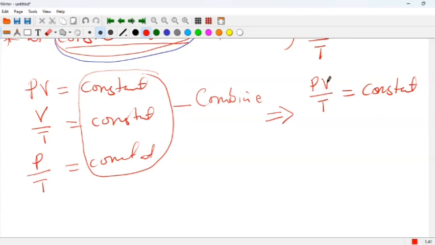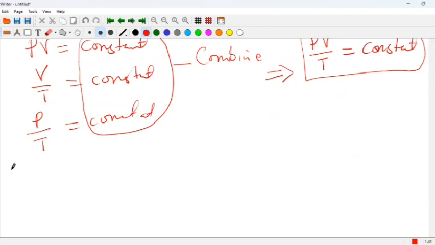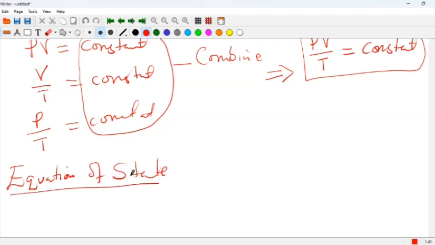And we now call the equation that gives us this the equation of state. It is the equation that combines all three variables. The equation of state is the equation that relates pressure, volume, and temperature. And remember, the volume can come out either in number of particles, or in number density, or in mass density, but generally it relates these three.